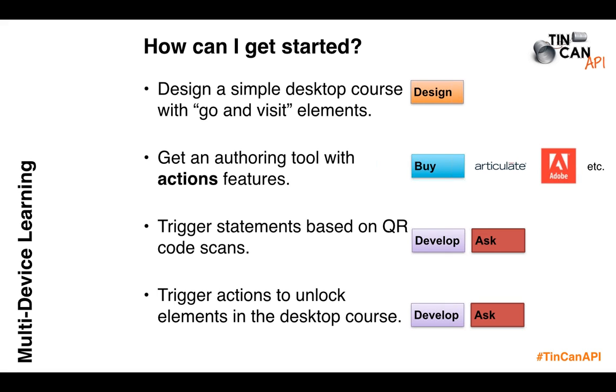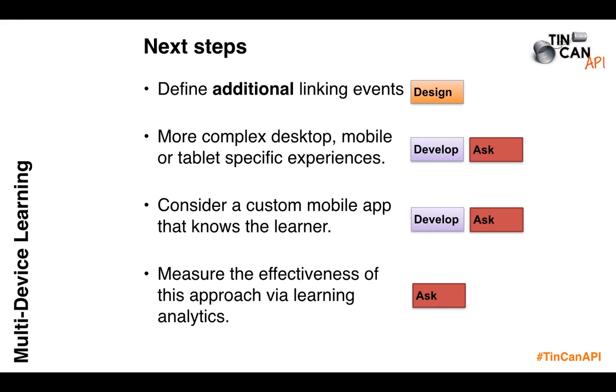So the QR code sends a statement to the LRS. The desktop course then receives that statement using the same functionality that you might develop for the Better Blended Learning example, and based on that, it unlocks elements of the desktop course. Taking it a little bit further, you might define additional events. You might design more complex desktop and mobile or tablet specific experiences. You can now go all out on your desktop course to make it as snazzy as possible without having to worry about mobile, because you're using the mobile device for another element of the learning experience.